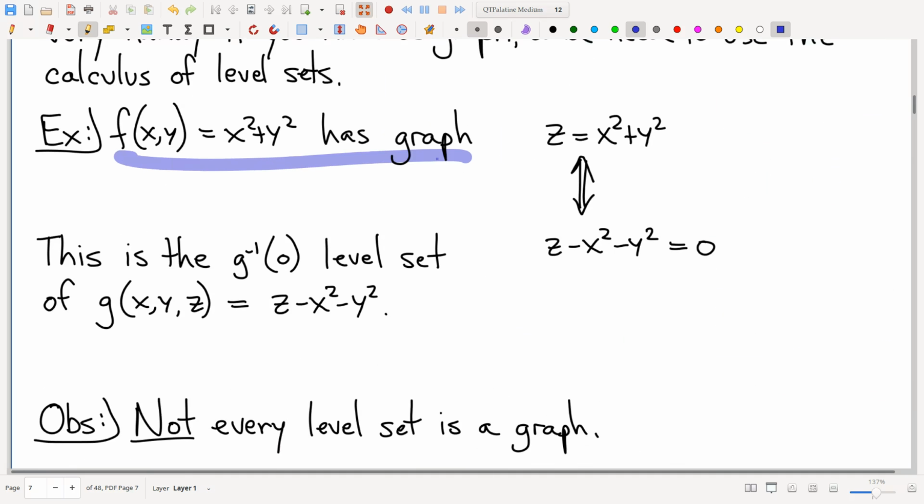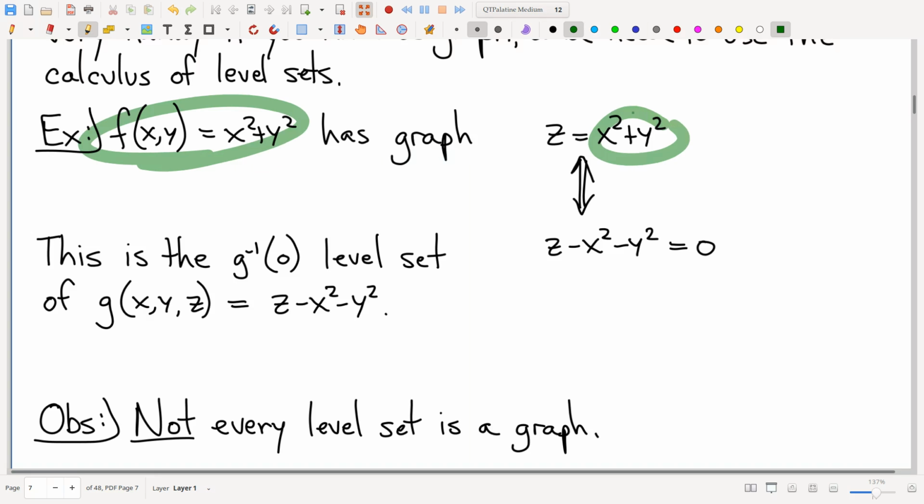We start by being interested in the graph of this function, x squared plus y squared. And so again, there's the function. And here's me taking the graph of it. So this equation represents the graph. And if I wanted to apply the calculus of level sets to this surface, by the way, that's a paraboloid. Oh, wait a second. No, I'm sorry, I got ahead of myself there.